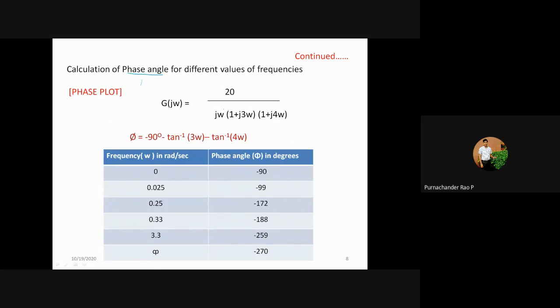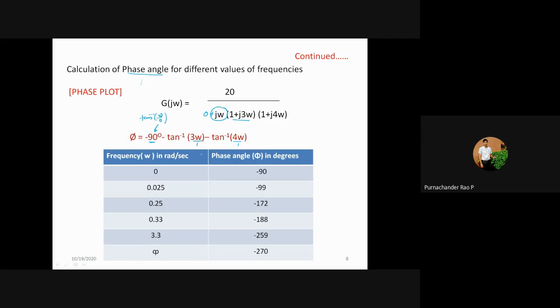Phi is equal to, so this 1 by s term will contribute minus 90 degrees, because 0 minus j omega plus j omega. So phi is equal to tan inverse of omega by 0, which is nothing but infinite. Tan inverse of infinity is 90 degrees, and then minus tan inverse of 3 omega by 1, and minus tan inverse of 4 omega by 1.